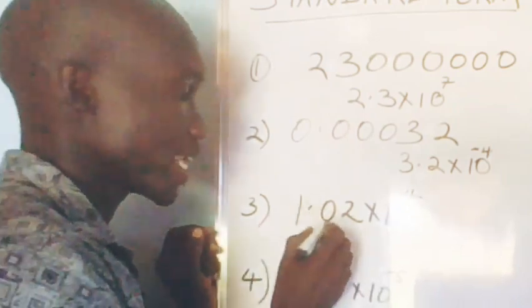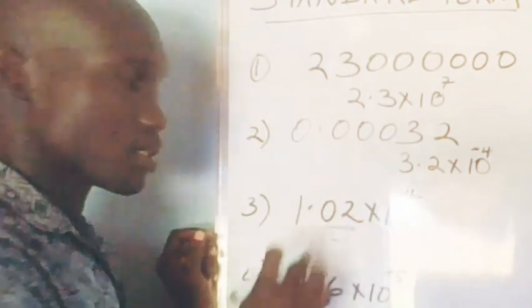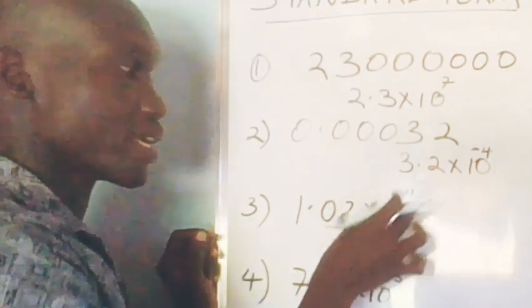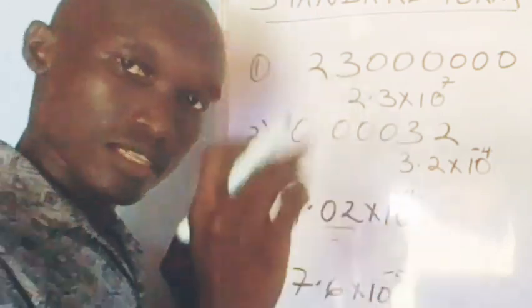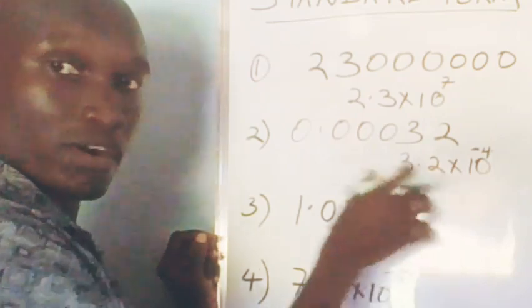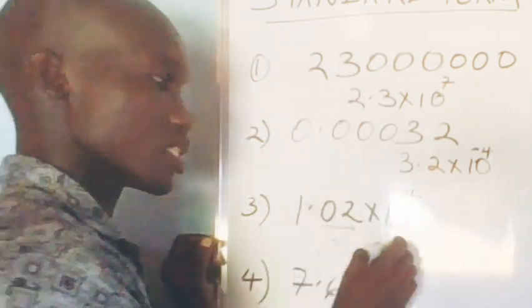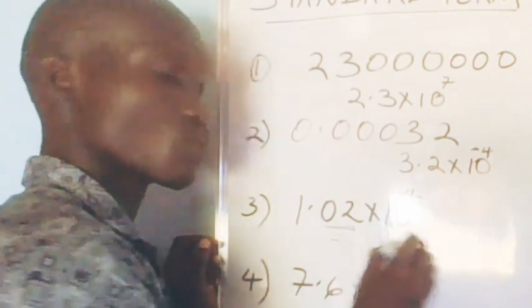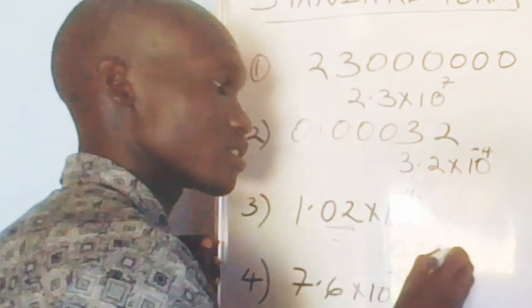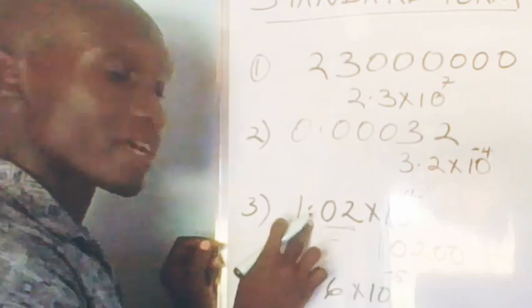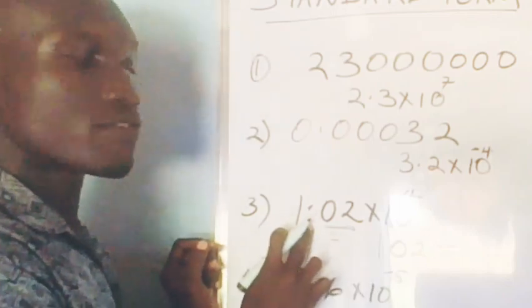In that case, we already have 2 numbers here, 0 and 2, that is already part of this 4. Now we need to add 2 more numbers to make it power 4. So in that case, we are going to have 1, 0, 2, and we add 2 zeros, 0, 0, so that the numbers after this decimal point will be 4.